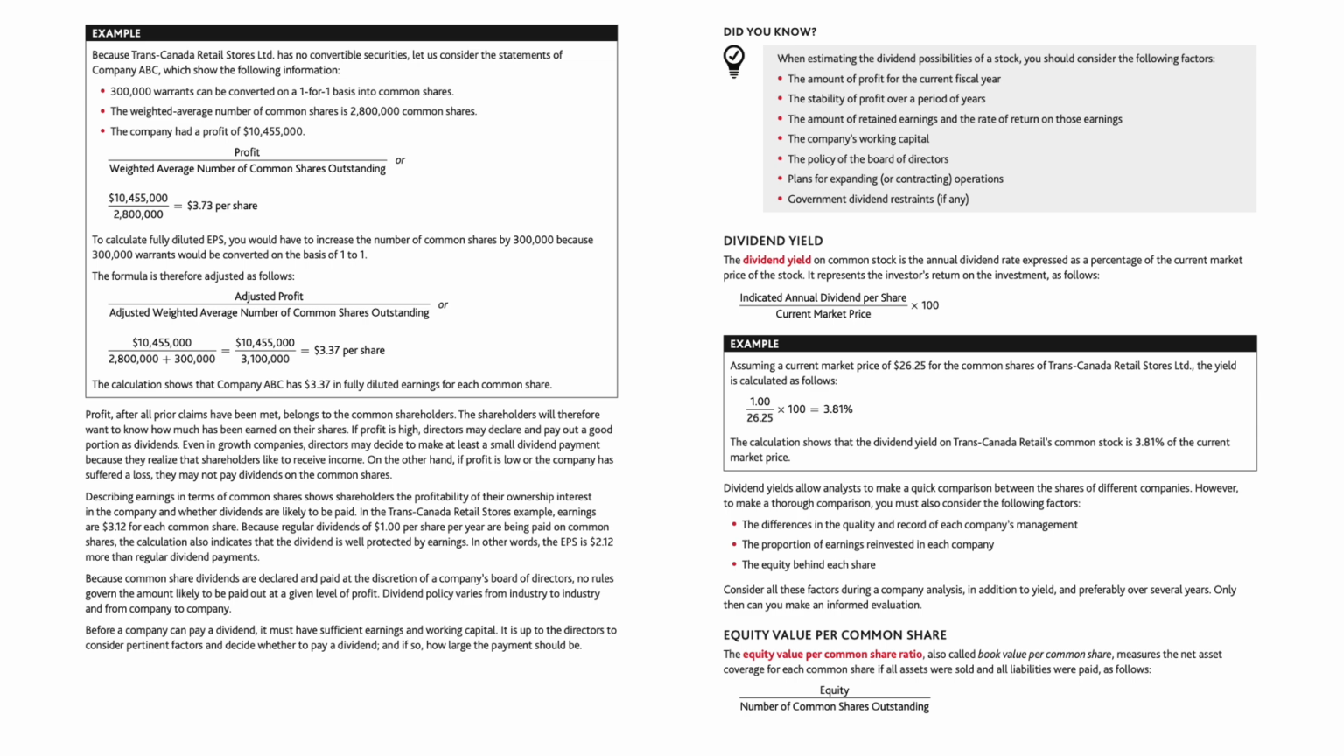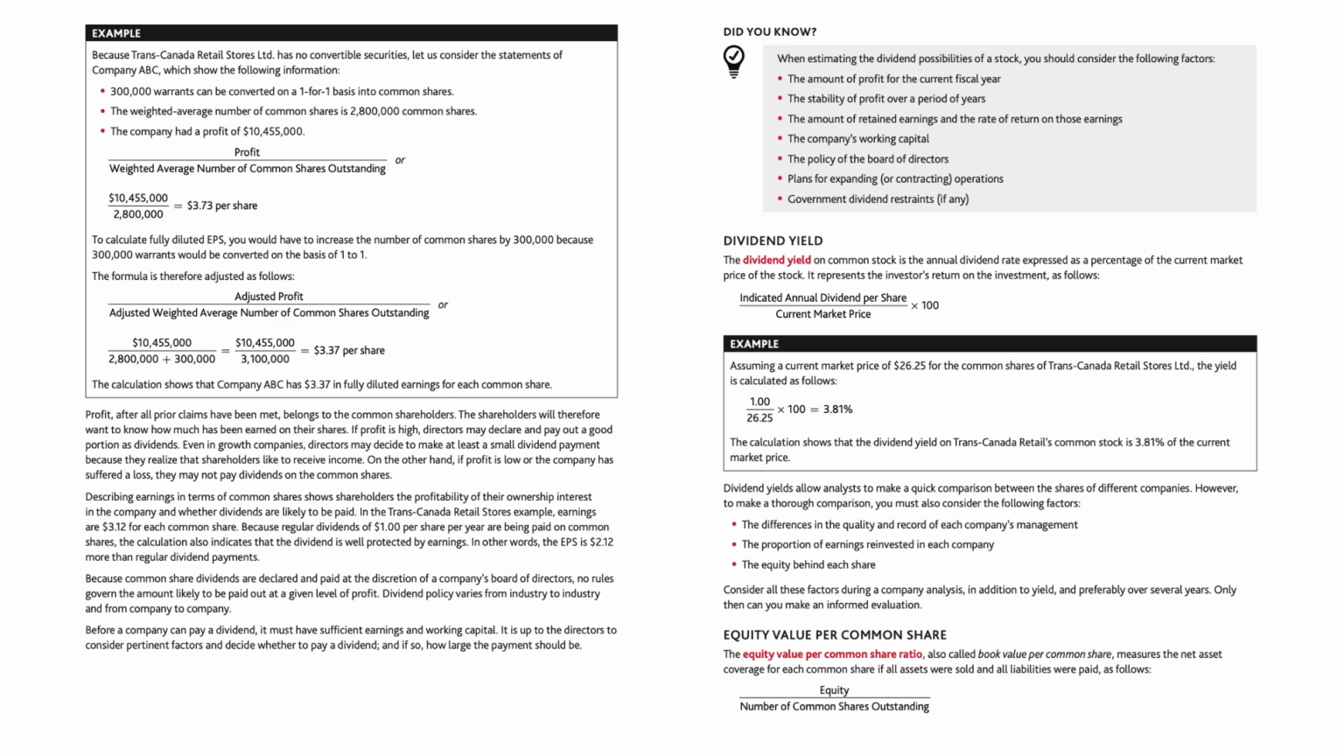Profit, after all prior claims have been met, belongs to the common shareholders. The shareholders will therefore want to know how much has been earned on their shares. If profit is high, directors may declare and pay out a good portion as dividends. Even in growth companies, directors may decide to make at least a small dividend payment because they realize that shareholders like to receive income. On the other hand, if profit is low or the company has suffered a loss, they may not pay dividends on the common shares.